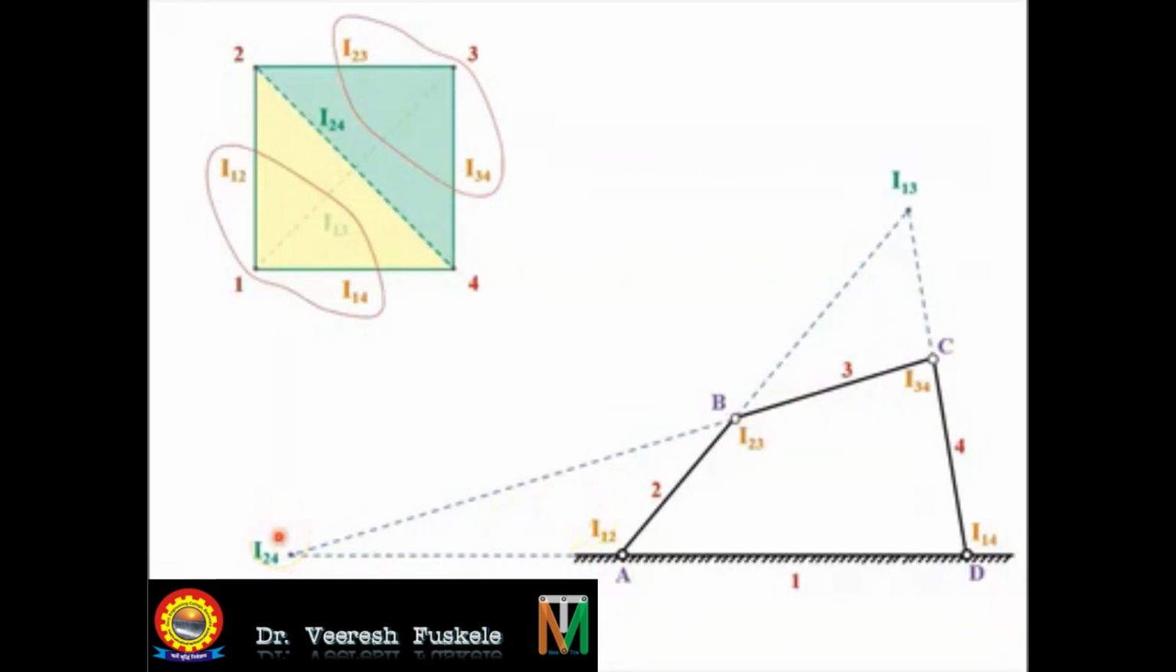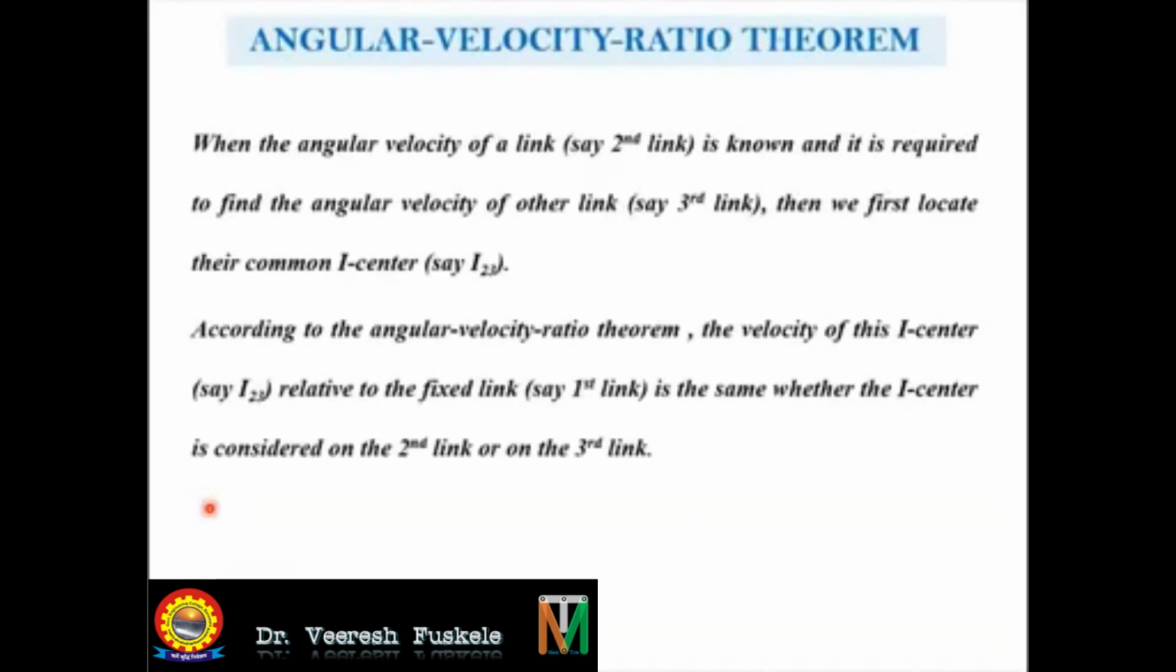Once we have determined all the 6 relative instantaneous centers, we are in a position to carry out the velocity analysis. Before moving ahead, let's first see the angular velocity ratio theorem. When the angular velocity of a link, say the second link, is known, and it is required to find the angular velocity of another link, say the third link, then we first locate their common I center. In this case, I23 will be the common I center that we have already located.